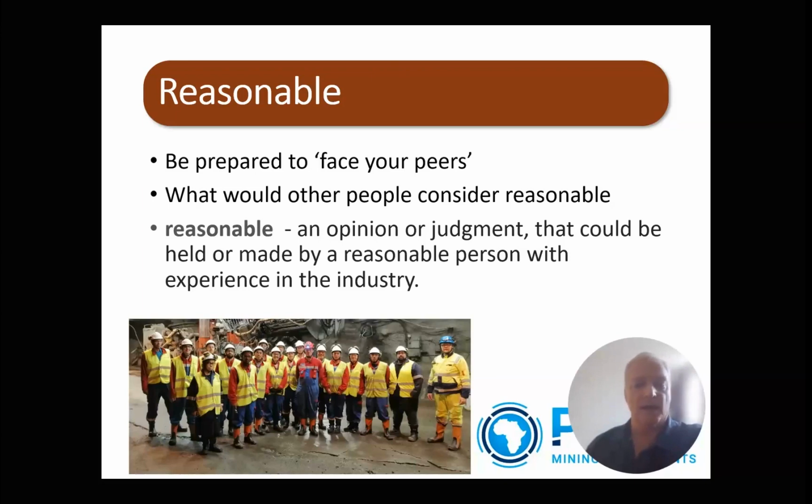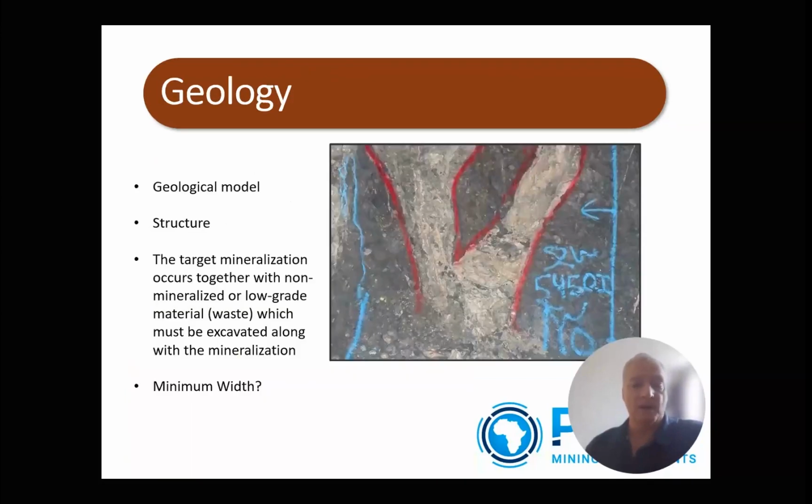A reasonable opinion, this is a definition that I found, is an opinion or judgment that could be held or made by a reasonable person with experience in the industry. So when we talk about peers, we would be talking about people who are within the industry and are doing similar sort of work. So we need to be able to face them and have them consider that as reasonable. So let's go through the various technical aspects.